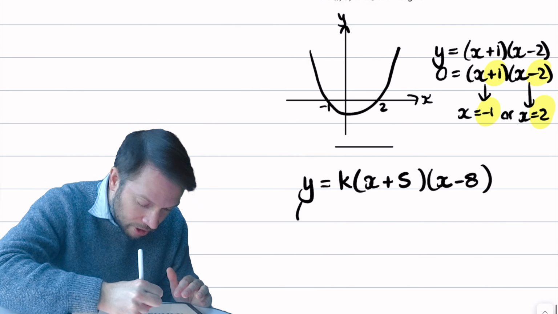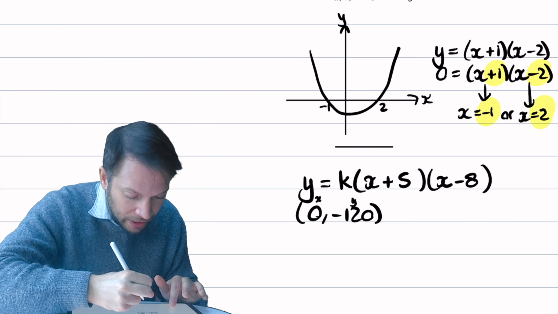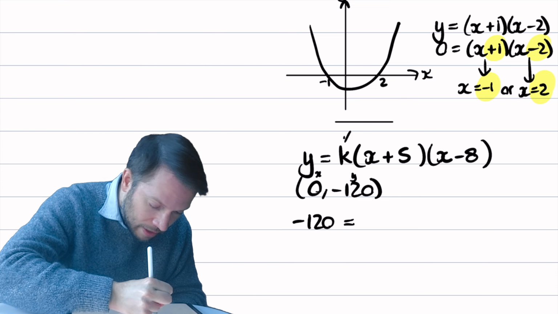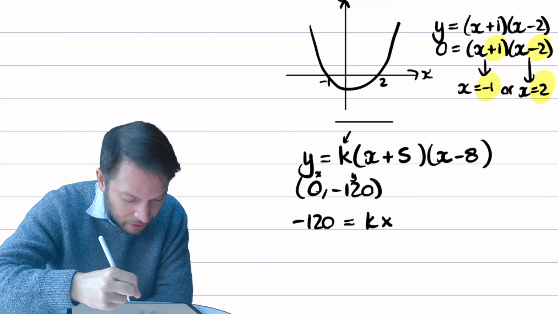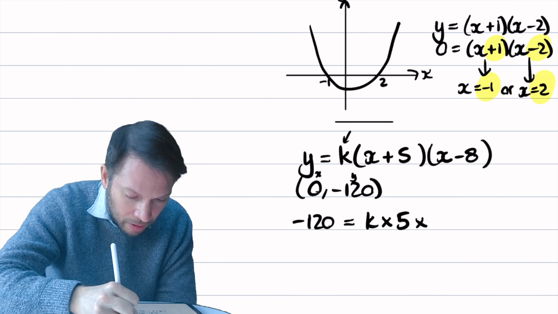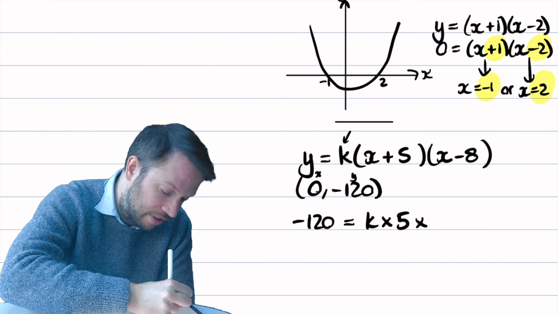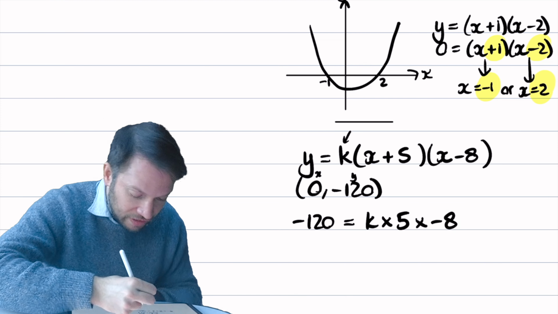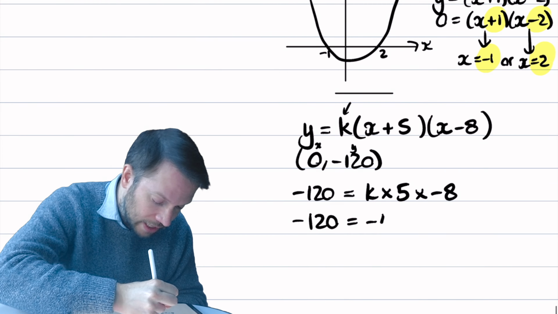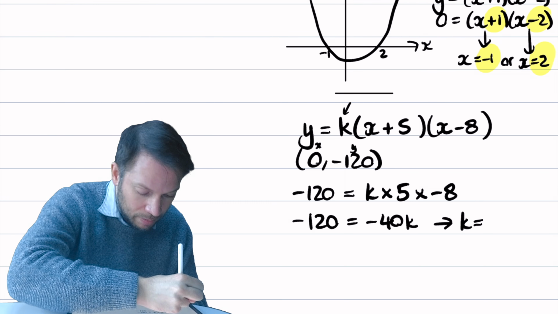So if (0, minus 120) lies on this graph, we can substitute this x and y. So we're going to get minus 120 is equal to k multiplied by (x plus 5), which is 0 plus 5, because we're substituting in x is 0, multiplied by (x minus 8), so it's 0 minus 8, which is minus 8. So we substituted the x and the y in. Now, if we simplify this, we get minus 120 is equal to minus 40k. So that gives you k is equal to positive 3, right?